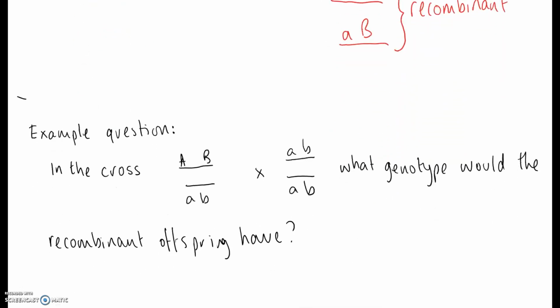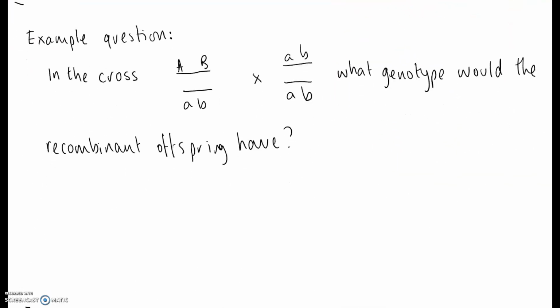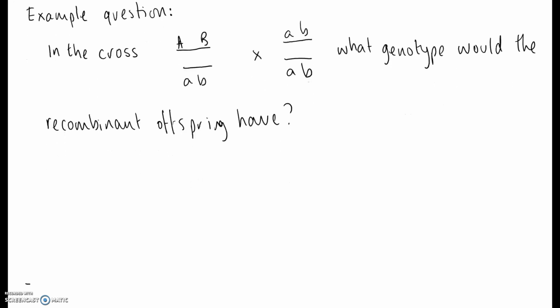So a classic question for this sort of thing is in the cross big A, big B, little a, little b crossed with little a, little a, little b, little b, what genotype would the recombinant offspring have? So what you've got to bear in mind is all of the offspring will have one gamete from that parent and one gamete from that parent.